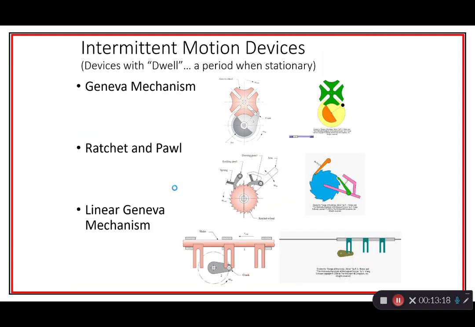I already mentioned the Geneva wheel. Let's watch it in action. All right, so we have this intermittent motion. We also saw the ratchet back and forth, so we have that intermittent motion. I like this Geneva wheel, linear Geneva mechanism. You can kind of see where maybe that might be useful in an assembly line. These are all images that are courtesy of Robert Norton's textbook.